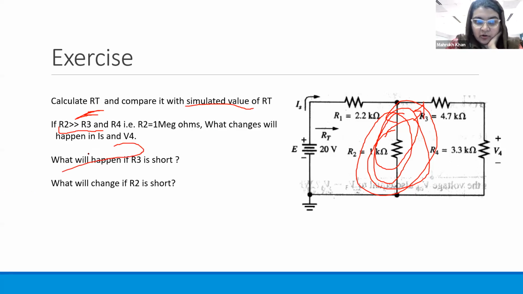What changes will happen in the circuit if R3 is short? If this element is short, what do you think will happen? And similarly, if your R2 is short, how will current and voltages change in the circuit? Okay, am I clear about that?